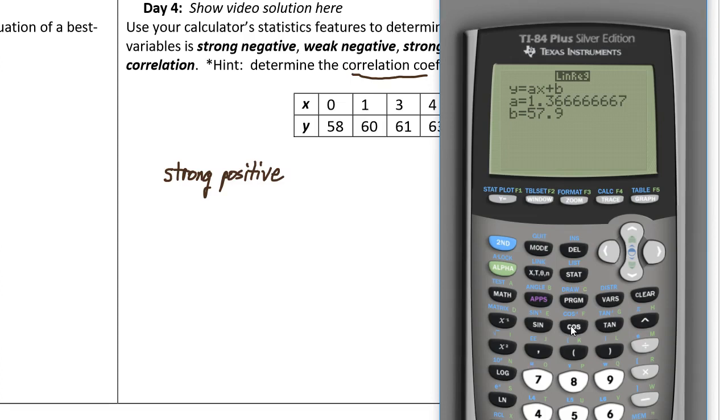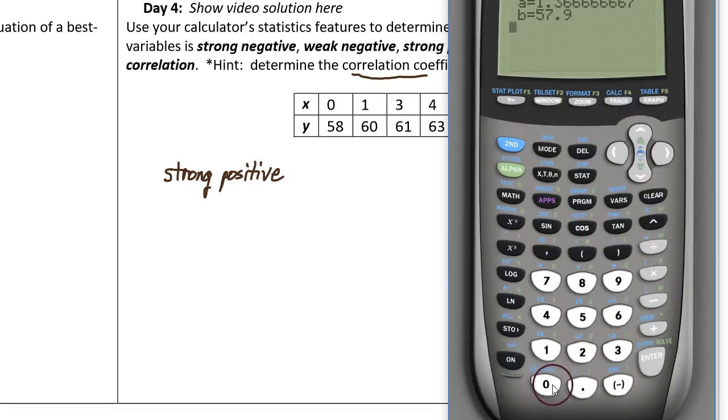To turn on Diagnostics, we're going to access the catalog. The catalog is the same button as the 0, but it's in blue ink. So you push Second and then Catalog, and it gives us an alphabetized list of every single function that this calculator is capable of. We're looking for Diagnostics. We can scroll down until we get to the D's, or we can jump to the D's by pushing Alpha and then D. Then we can cursor down to Diagnostics faster.